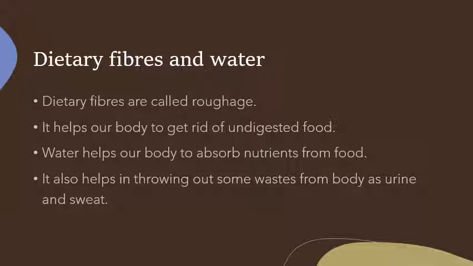Water helps our body to absorb nutrients from food. Next is about water. Water helps our body to absorb nutrients from food. It also helps in throwing out some waste from our body as urine and sweat. Normally we get most of the water that our body needs from the liquid we drink, such as water, milk, tea, etc. In addition, we add water to most cooked food. When we cook food, we obviously use a lot of water.